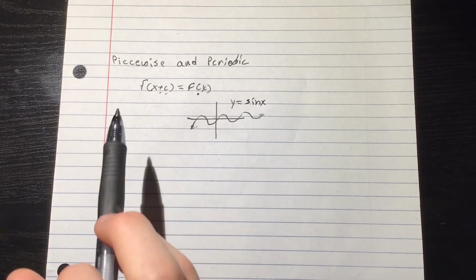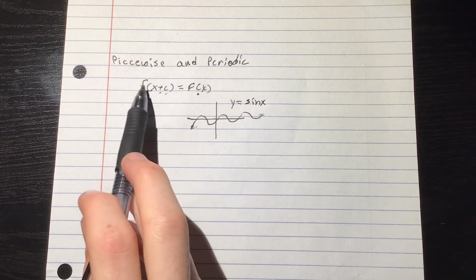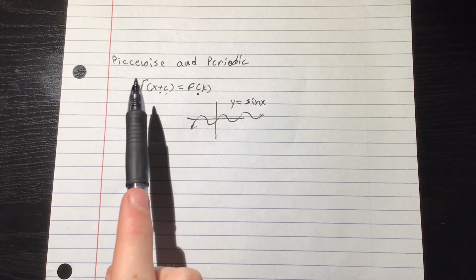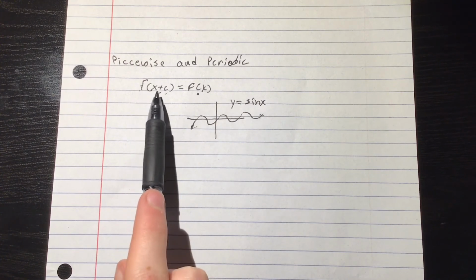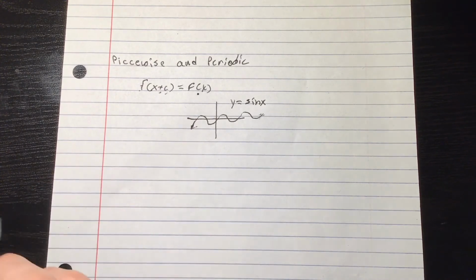So the last two functions are piecewise and periodic. So right here I wrote down the definition of a periodic function. A periodic function is defined as a function where f of x plus c equals f of x. So c is just any number.